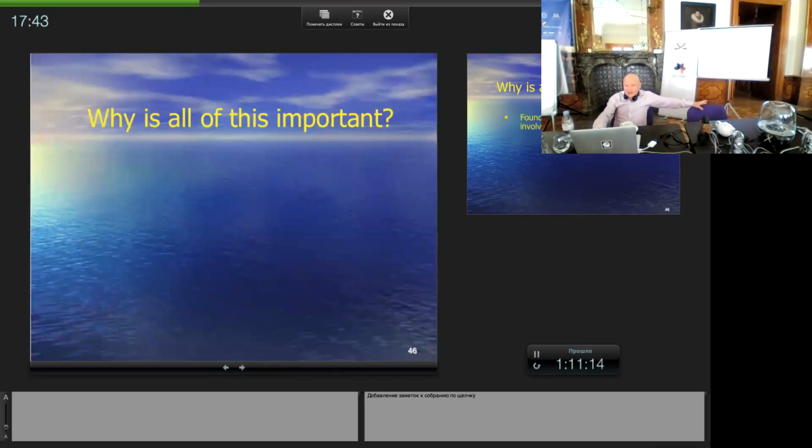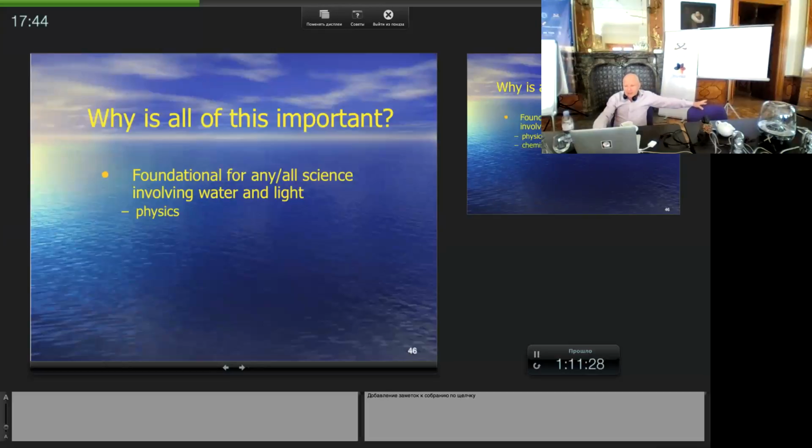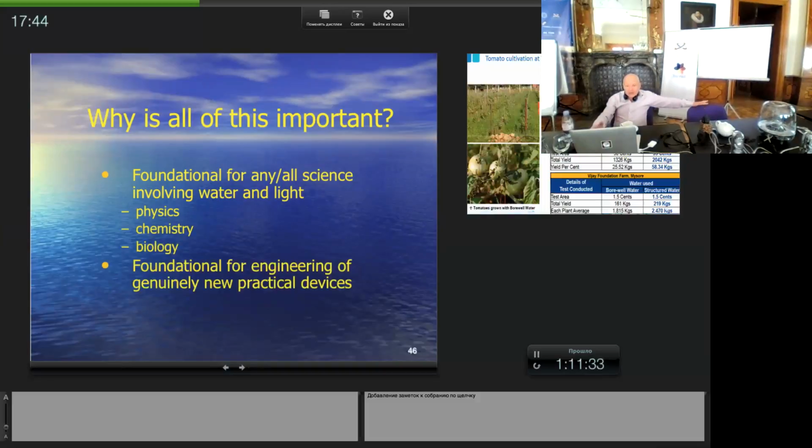So why is it all important? First of all, it is the foundation for any science involving water and light. So it's a new science of water. And it's important in physics, chemistry, biology. Then it is the foundation for new engineering and new practical devices. And now we do have these practical devices. So I'm involved a lot in this study with our instrument, with our GDV Bio Well, and I'm consulting with many companies. And many companies have really great results.